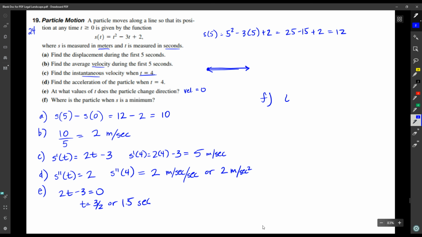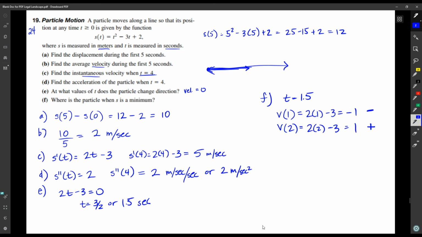We know that we have a change of direction when t equals 1.5. What is the velocity to the left of that? In other words, what is the velocity at, say, 1 second? We would say 2 times 1 minus 3, that's negative 1. And then to the right of 1.5 seconds would be 2 seconds. What's the velocity at 2 seconds? That's 2 times 2 minus 3, and that's positive 1. So we have a negative value to the left of 1.5 seconds and a positive value to the right. That confirms we are going left to begin, and then at 1.5 seconds we go right the rest of the way.